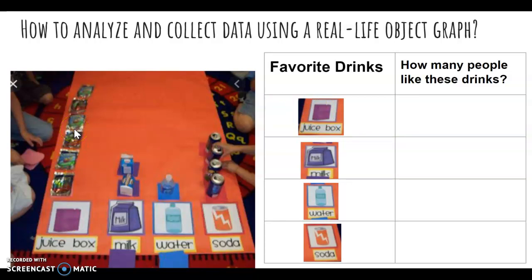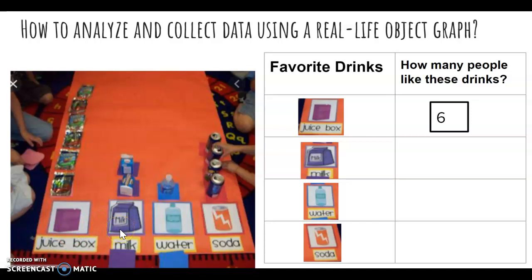That's how you collect your information or your data. So first we're going to start with the juice box. These students did a graph on what their favorite drink was. So what we're going to do is count to see how many students like juice boxes. Ready? Let's count. 1, 2, 3, 4, 5, 6. Good. So we will put the number 6 next to the juice box because 6 people's favorite drink was the juice box.